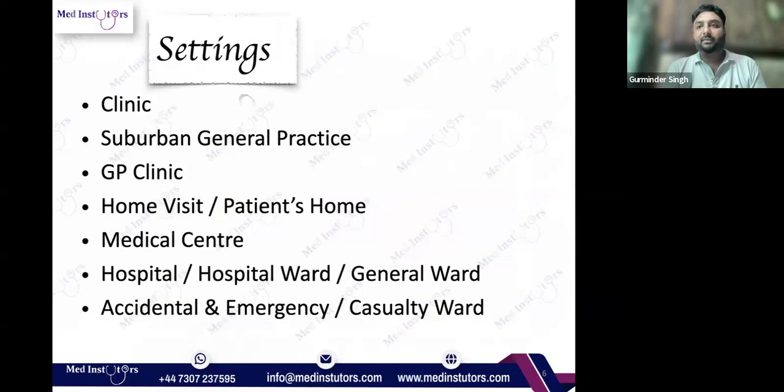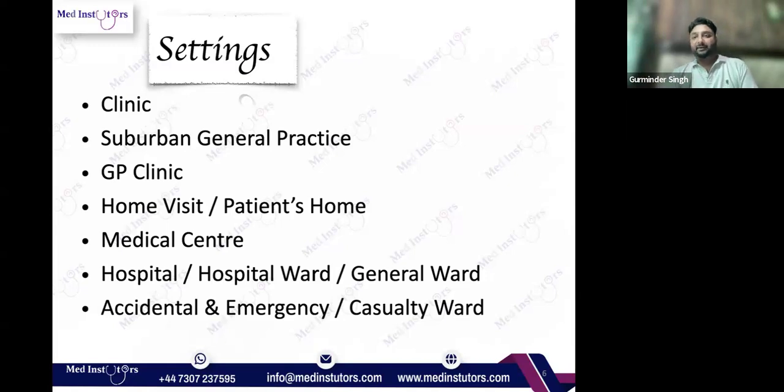Now, guys, here we need to understand what setting asks for. Setting plays an important role in understanding whether it's a known or unknown patient. It also helps you in your introduction. For example, if I start my conversation with good morning, my name is Gurminder, and I'm the registered doctor at this clinic. The first setting is clinic, so I can say at this clinic. May I know your name, please? Then I may get the name. Yeah, my name is John. Right, Mr. John, how can I help you today? This is the way I include setting in my conversation. So suppose it's suburban general practice, I can call it clinic, GP clinic.